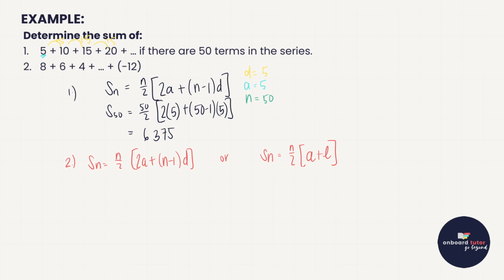8 plus 6 plus 4. Remember, what we do is we look for that constant difference. So 8 plus 6 plus 4 plus all the way up to minus 12. Let's identify our differences there. So minus 2, and we assume that's going to continue. All right, so what have we got with regards to this sequence? We know that a is our first term. We know that d is that constant difference of minus 2.